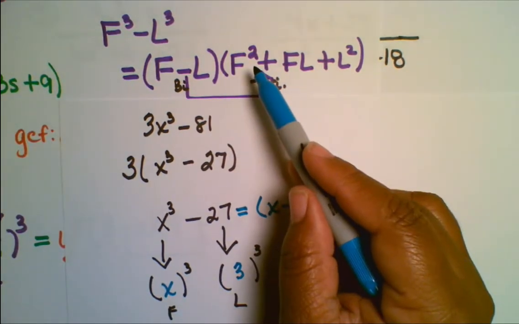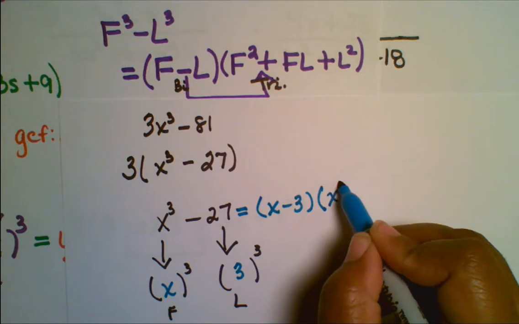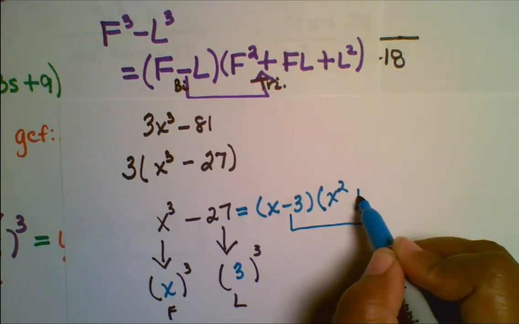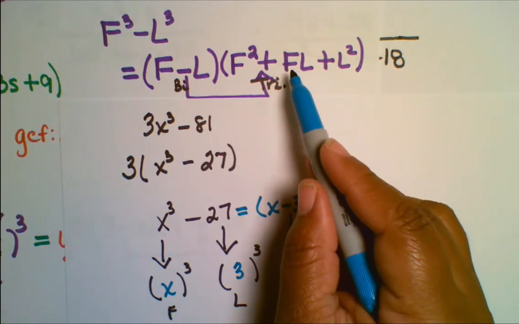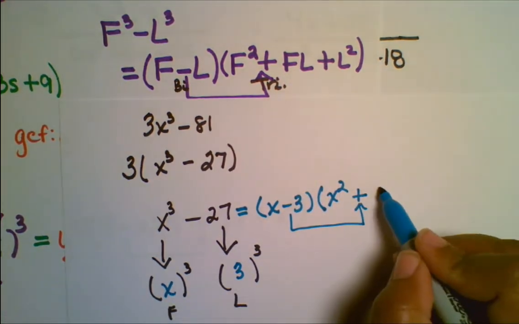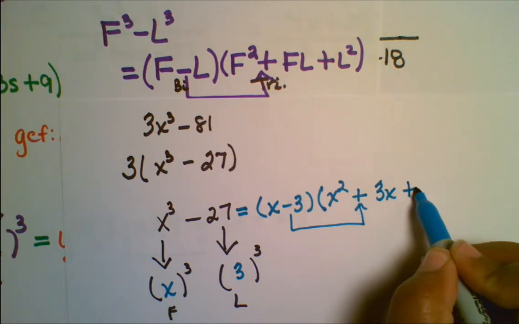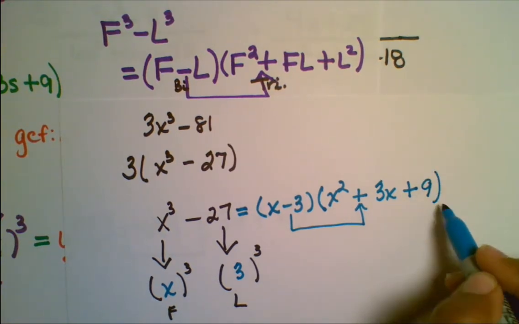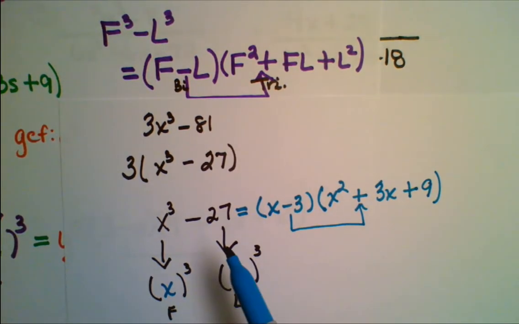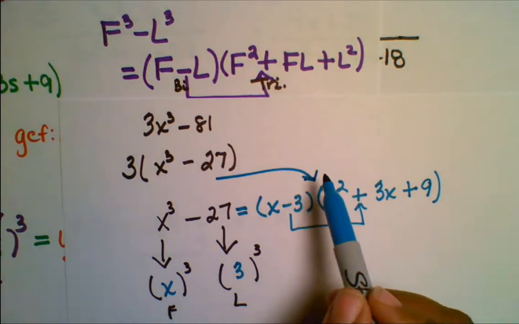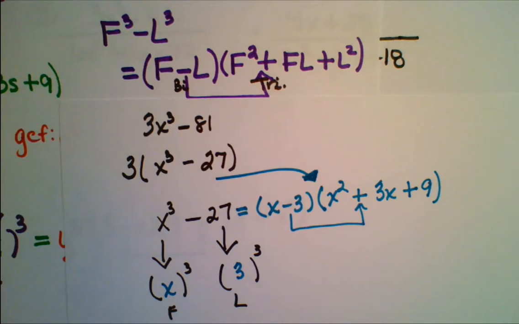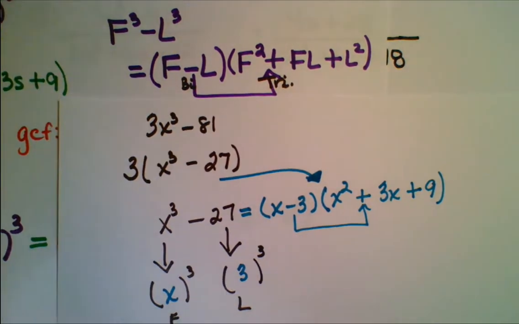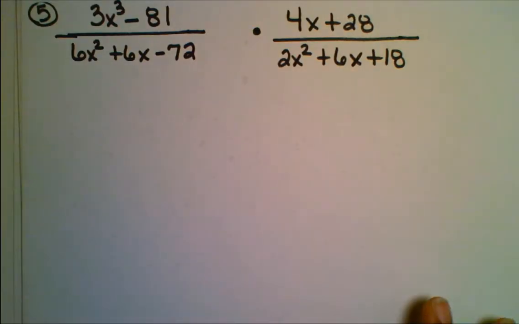Then it says square the first term. So we're going to square x. We have x squared. Take the opposite sign, positive. Then it says we're going to multiply f and l. So x times 3 gives us 3x plus, and then we're going to square l, meaning square 3. 3 times 3, we have 9. So now we have the solution to that cube, the difference of cubes. That's what we're using. So let's go ahead and write that out. That was the side work to this example.